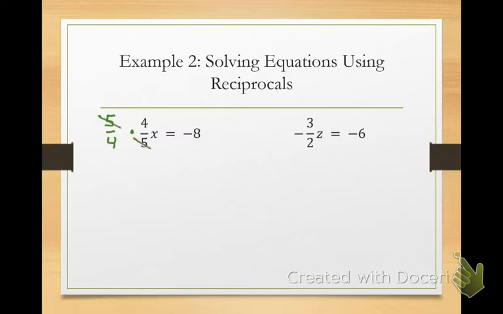And now look, guys, everything cross cancels. So that's what I wanted, for x to be by itself. And I can do that as long as I do the same thing to the other side. Multiply the other side by the reciprocal, 5/4. Okay? So, in my opinion, you don't need a calculator for this.